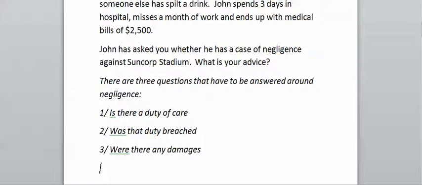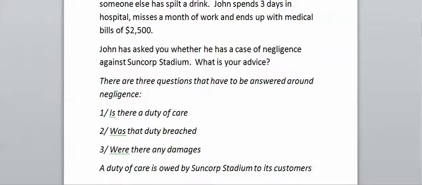So let's go. Is there a duty of care? How many people thought that a stadium owed to their customers who are coming to pay money to watch a sporting event a duty of care? Hands up quickly. I agree. Okay. A duty of care is owed by Suncorp to its customers who are paying to watch a sporting event.